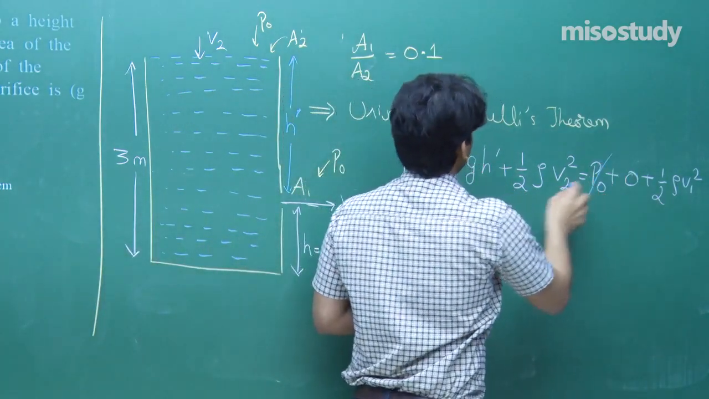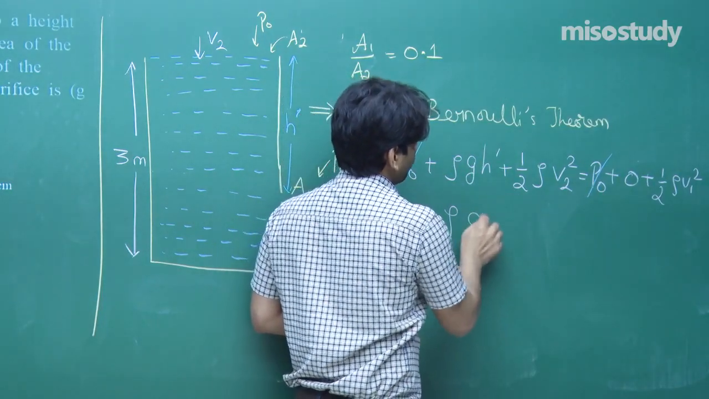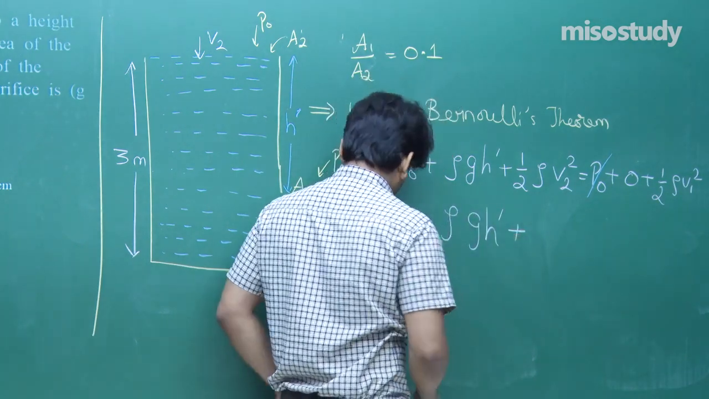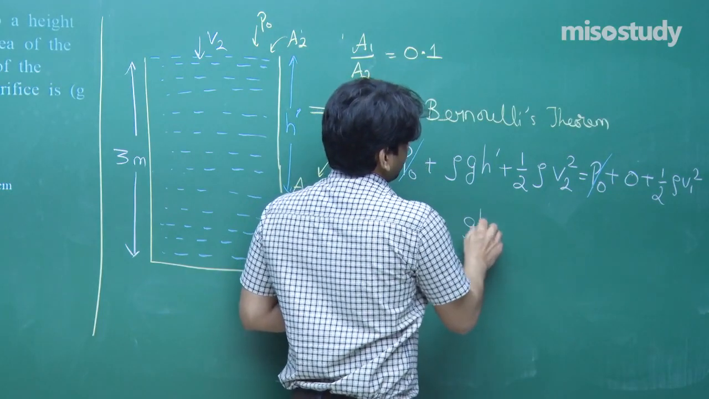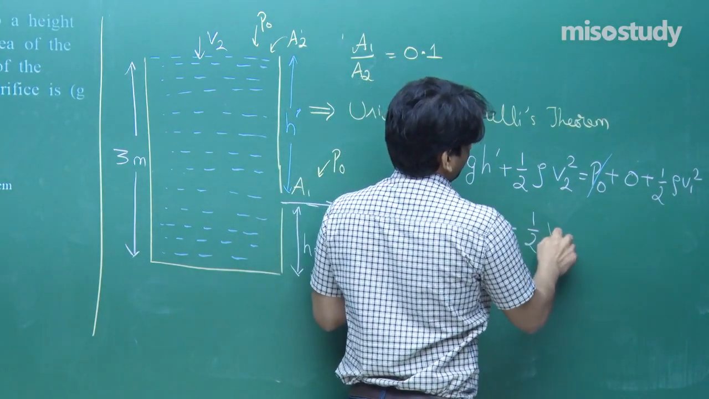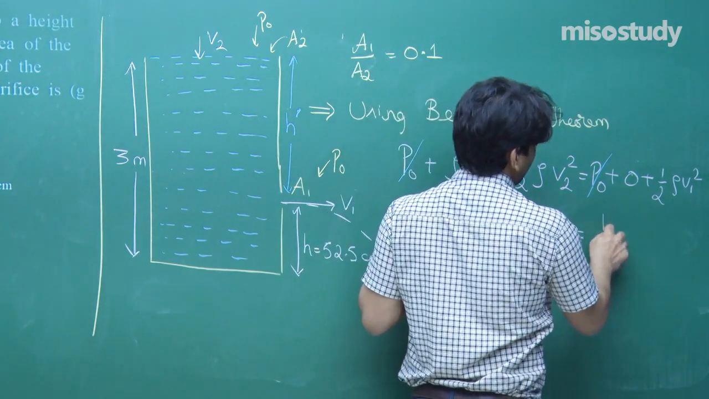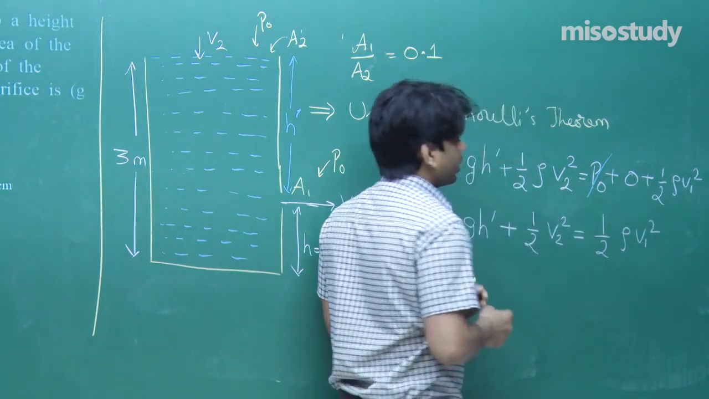Conveniently you can say that this P0 and P0 will be cancelled out. So you will be getting rho g h dash plus half rho v2 square, and rho will also be cancelled out, so no need to worry about it. So you can write that g h dash plus half v2 whole square is equal to half v1 whole square. This is what we can do.